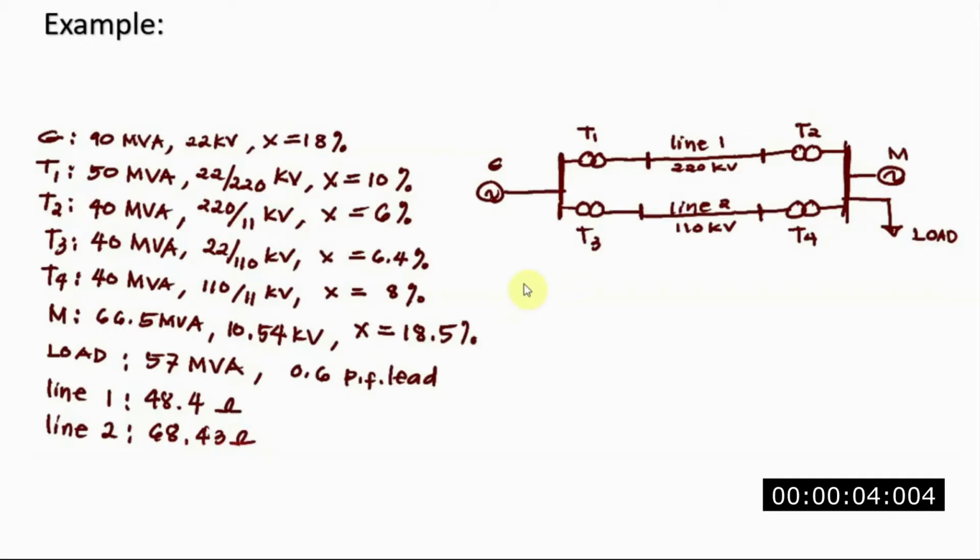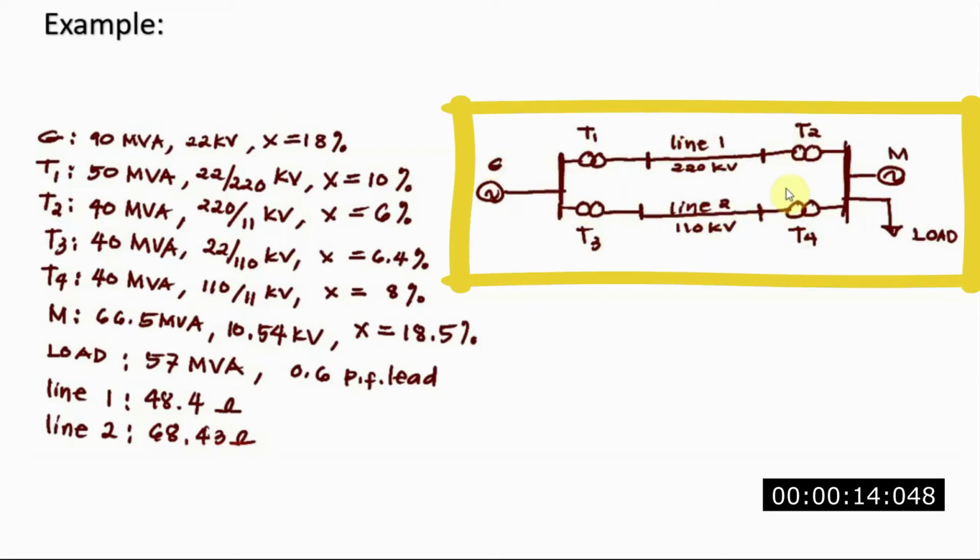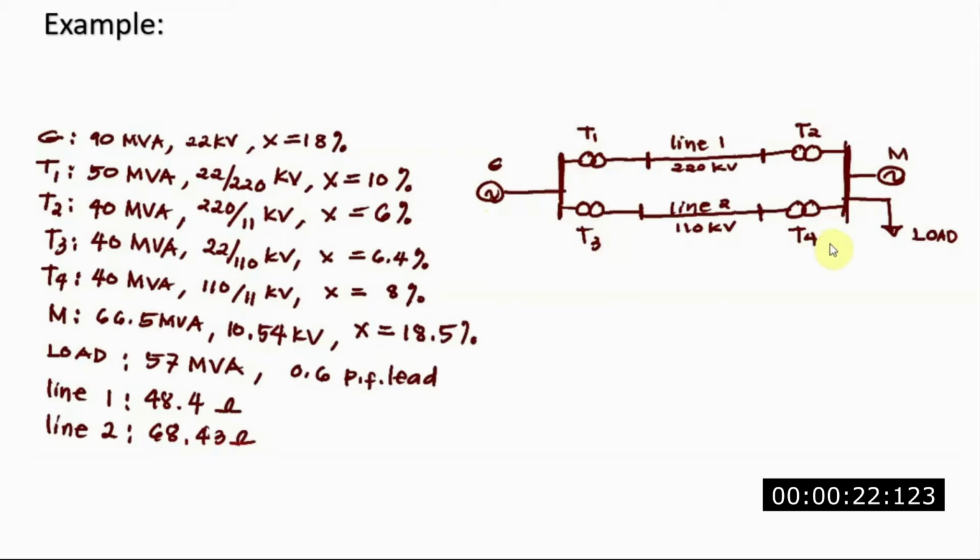Today let me give you an example where we can use the principle of the per unit system. For instance, we have here a circuit system in which we have a generator, four transformers, namely T1, T2, T3, and T4, and we also have a motor and a load. Each equipment has specific values.